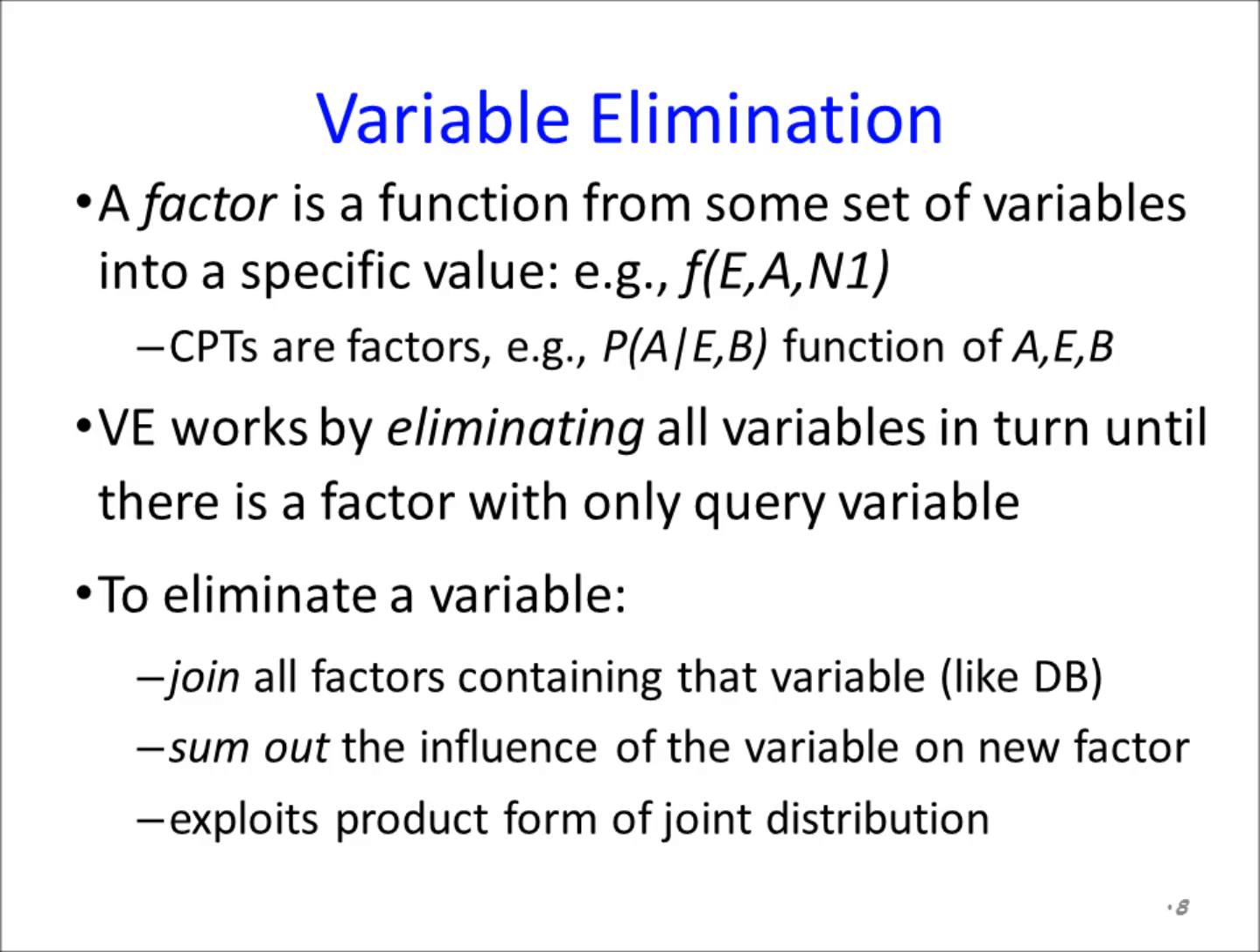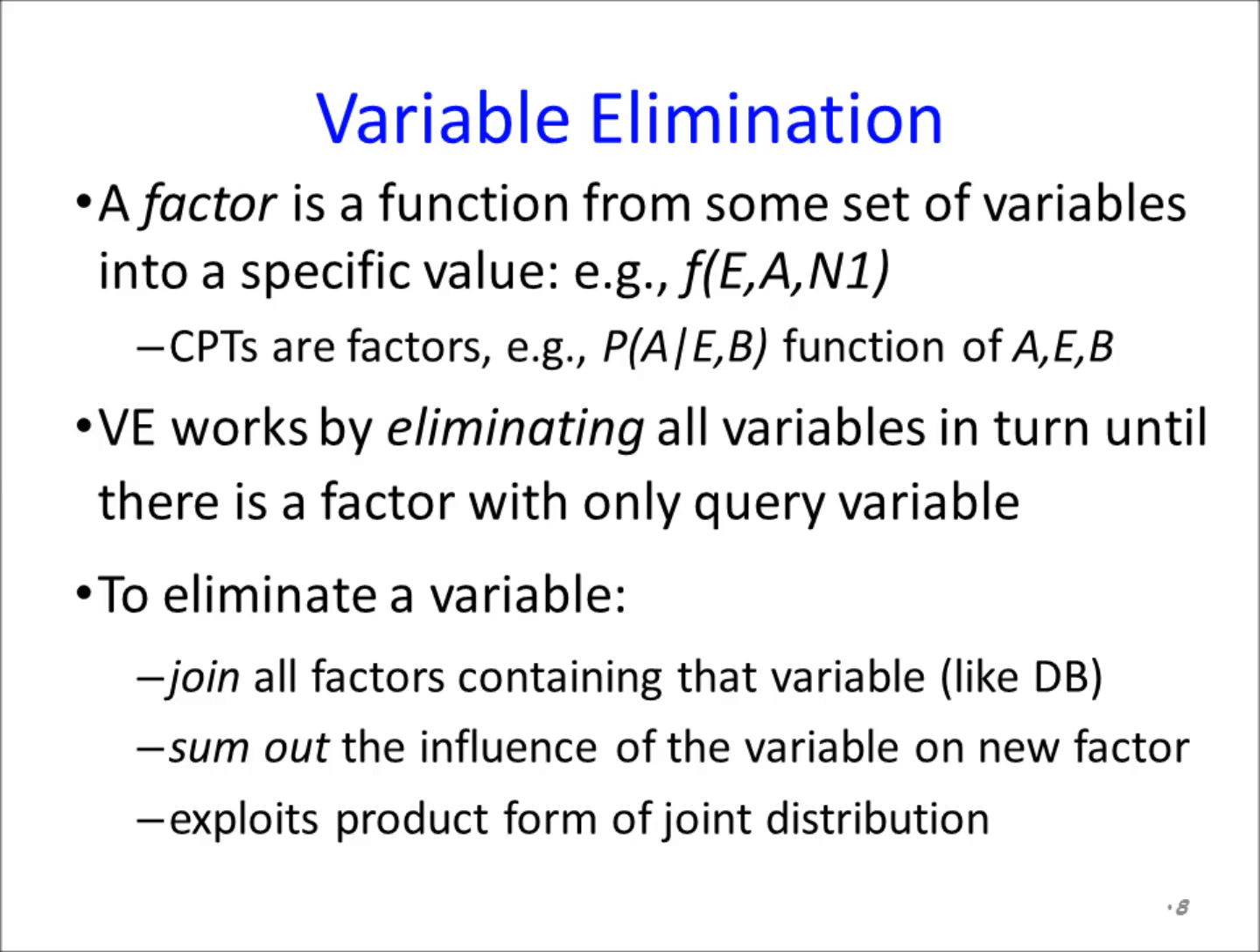So let's think about it. A conditional probability table is a factor, right? It's saying probability A given E, B is really a function of A, E, B going to some value between 0 and 1. Notice the way I defined the factor, the value doesn't have to be between 0 and 1, but for conditional probability tables, they are between 0 and 1. When you do Markov networks, they will be from 0 to infinity.